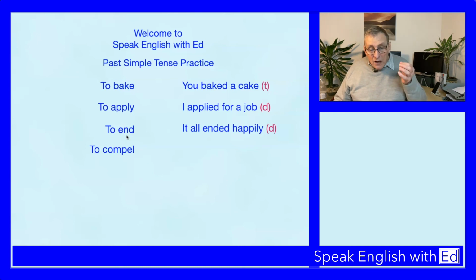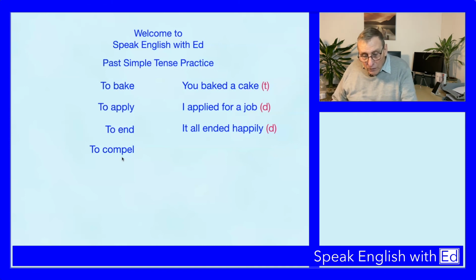Now this one, compel. What's the pattern here? Well, the pattern is that we've got the last three letters: a consonant, a vowel, and another consonant. So we've got consonant, vowel, consonant. This is rule 4. So what do we need to do here? How is this going to look? To compel. So you want the past tense of compel.